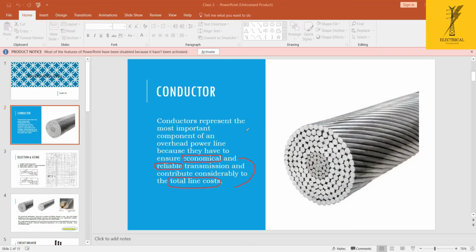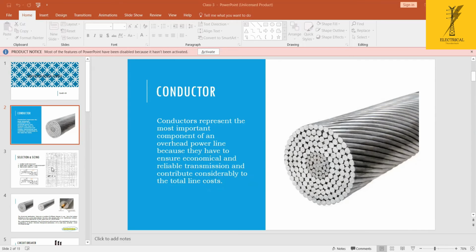Total line cost includes the cost of the line, the capital cost, and also the losses. The losses are also a very important factor when you are selecting the conductor. If the conductor resistance is very high, obviously the line losses will be high, right? So when you are selecting the conductor, these are some considerations we also have to take into account. So let's go in a simple way.